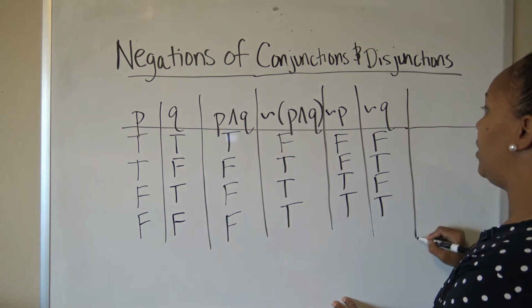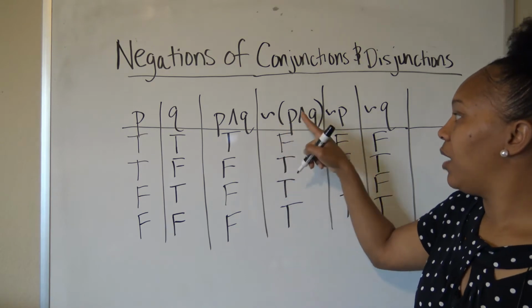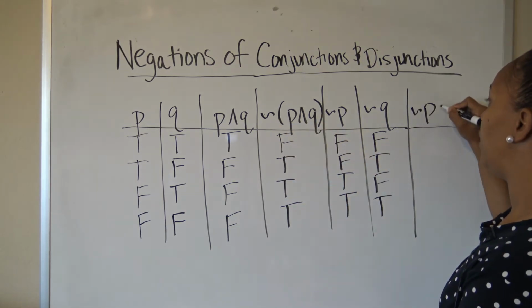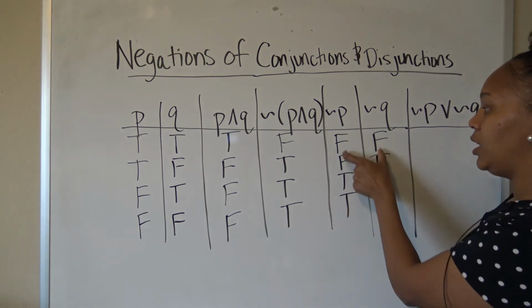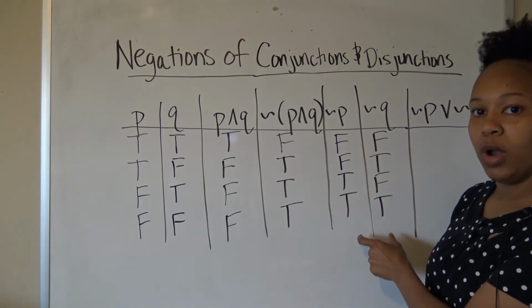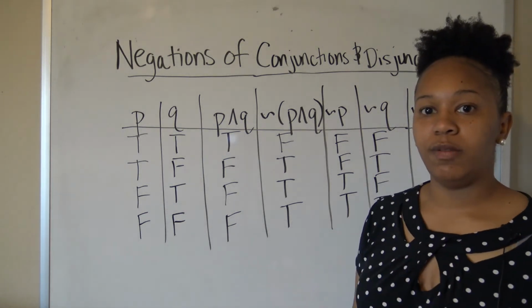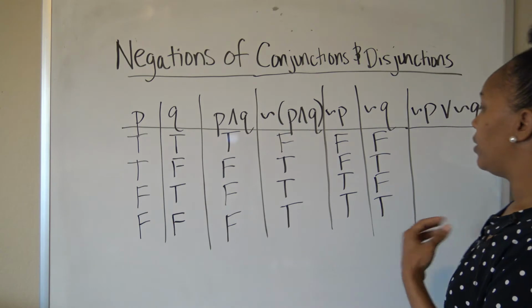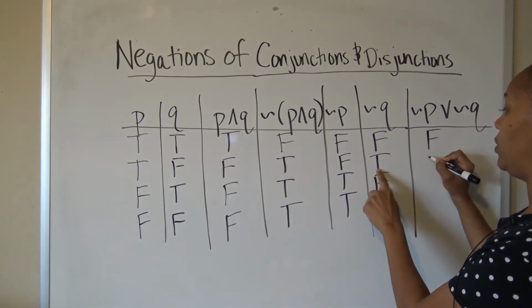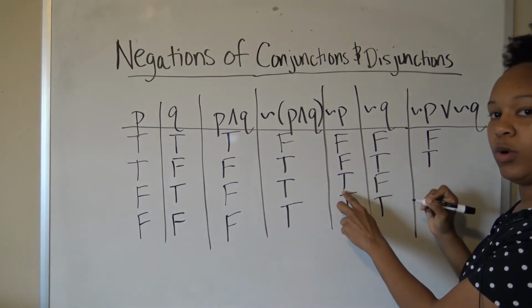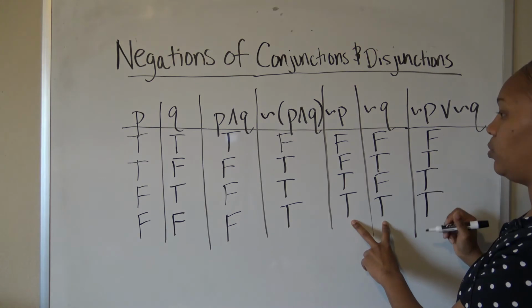So now my statement that is supposed to be equivalent, according to De Morgan's law, to not P and Q is not P or not Q. So for this one, I'm looking at these two columns and I'm combining them with the word or. And remember that an or statement is true when at least one of them is true, okay? So here, neither one is true, that will be false. Here, one of them is true, that will be true. Here, one of them is true, so that would be true. And here, they are both true, so that would also be true.